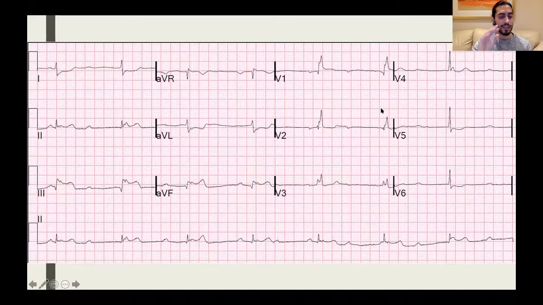I think one person did mention it in the chat, the inferior leads are supplied by the right coronary, right? So if you have complete occlusion of the right coronary artery, you have an inferior MI, yes? The right coronary also supplies the right atrium in terms of the nodes, so the SAN and the AVN, especially the AVN here. So if you've got complete occlusion of the right coronary artery, you get your MI, but you can also get complete heart block or any problems with the electrical conduction of the heart. That's quite a good nugget to know.